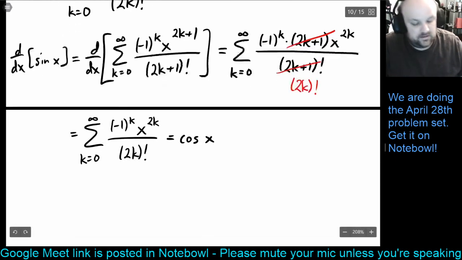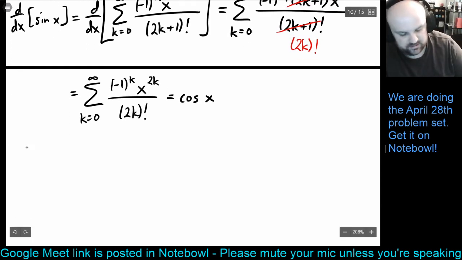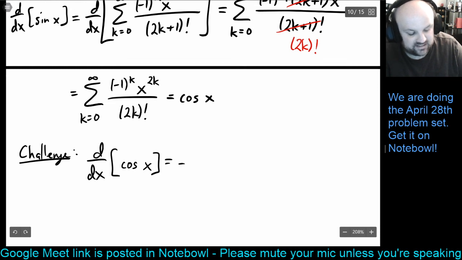All right. So some challenges. Verify in terms of power series, in terms of Maclaurin series, that the derivative of cosine is minus sine x.